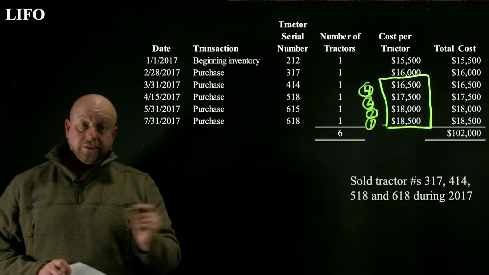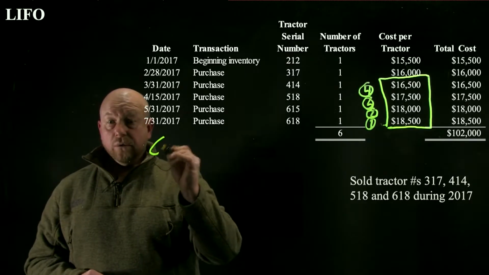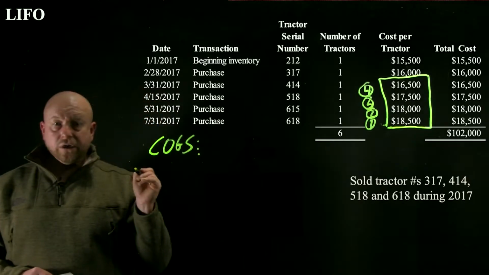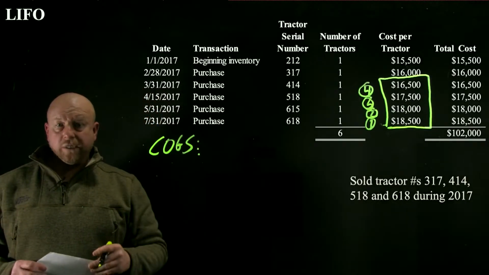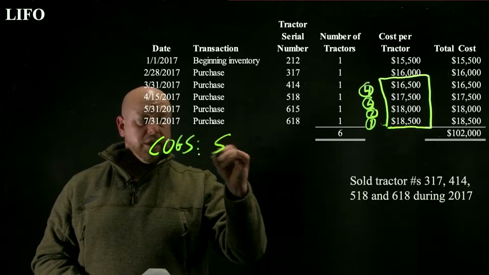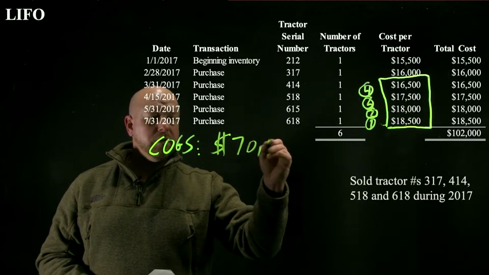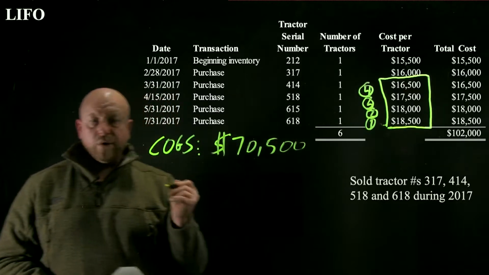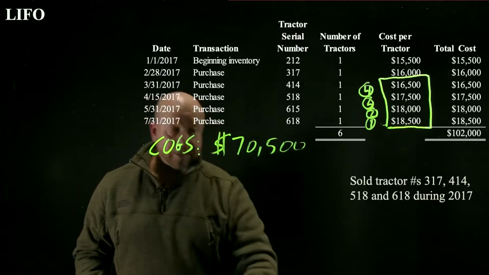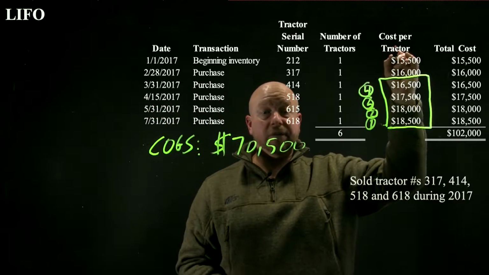And that point is this: under LIFO, the most expensive things are going to get assigned to cost of goods sold if prices are rising, which over time they generally do. So what you're going to see is when prices are increasing, LIFO gives us the biggest cost of goods sold. Now, it also gives us the lowest ending inventory.